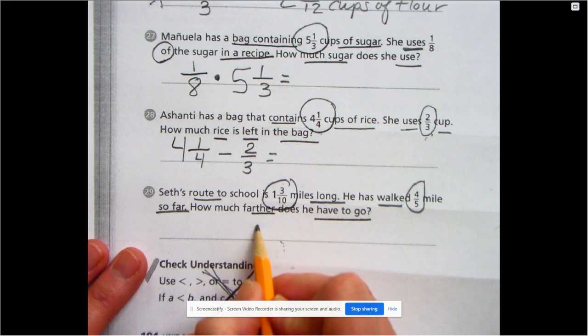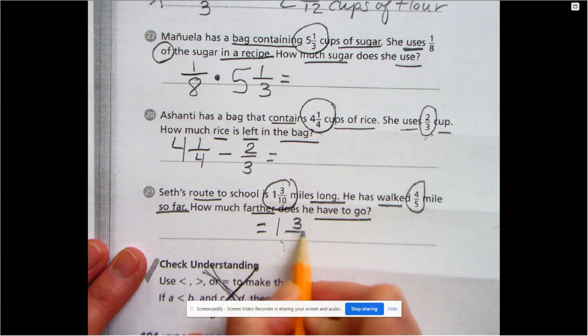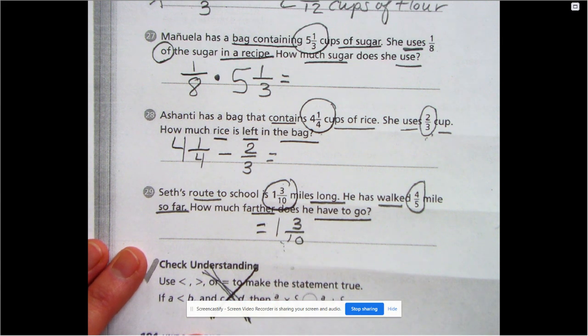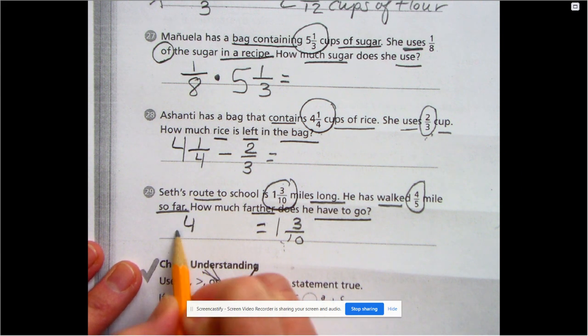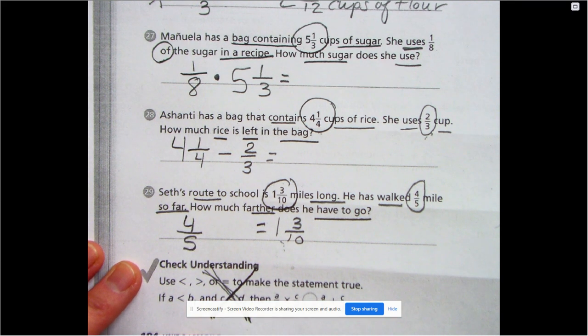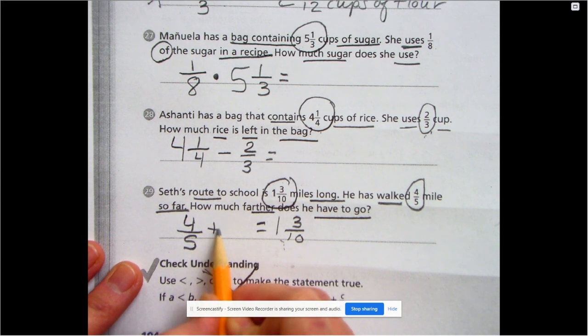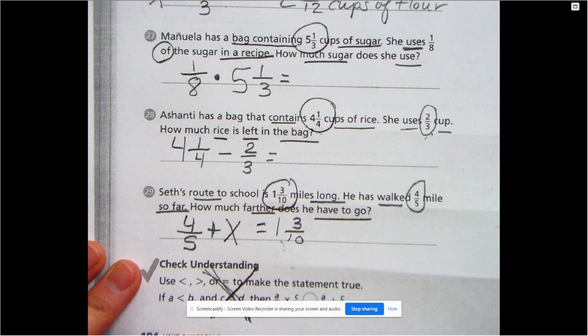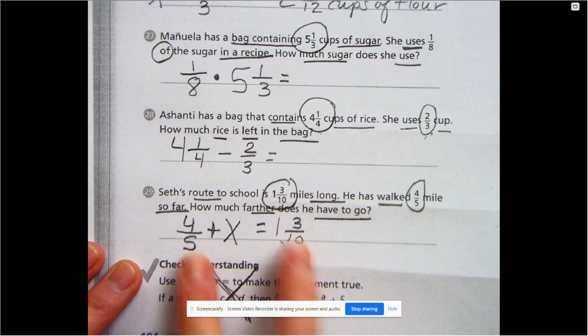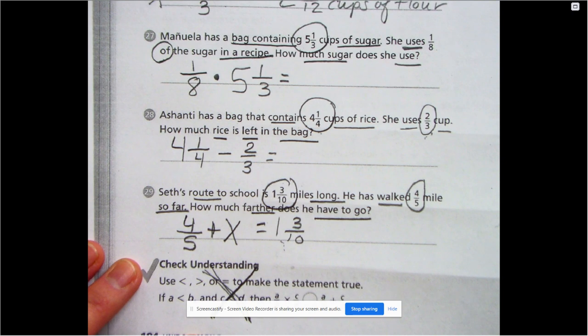Again, this story problem gave us the total. We know to get to school, the route that he takes is 1 3/10. We know that he already went this far. 4/5 plus what? Maybe you decide that X could be miles because we don't know how many miles he still has left. So again, you're going to take these two numbers and subtract them so you can find out what that X is. Make sure you're putting a label.